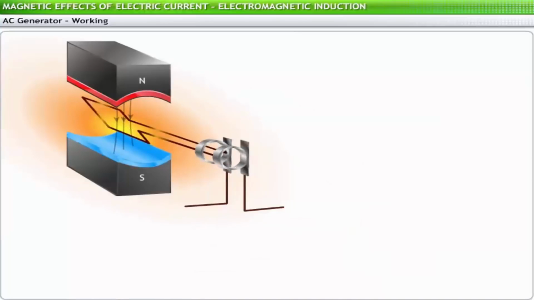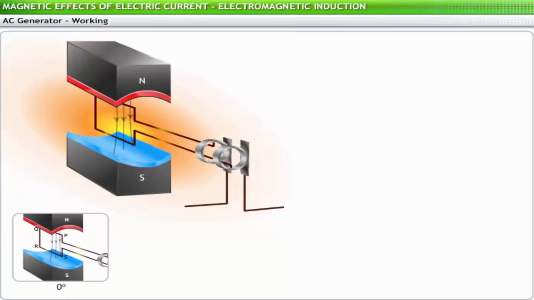Now let's examine how a generator works. The rotation of an armature, PQRS, between the magnetic poles results in a change in the magnetic flux linked to the coil. This induces a current through the armature. Here is a step-by-step account of how the current is induced.